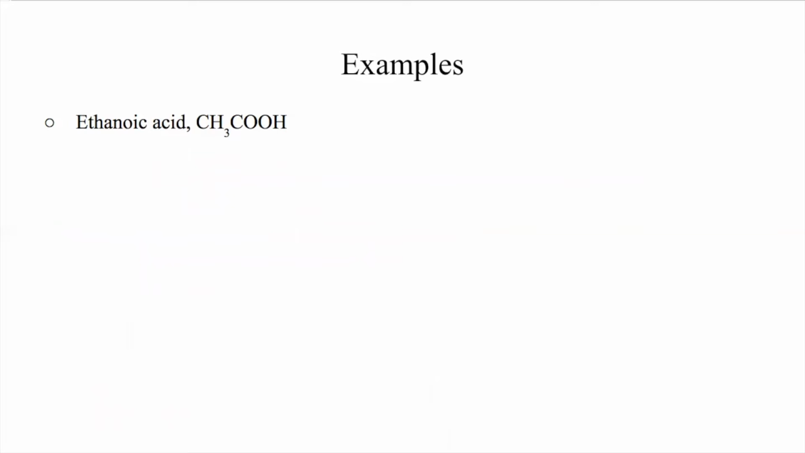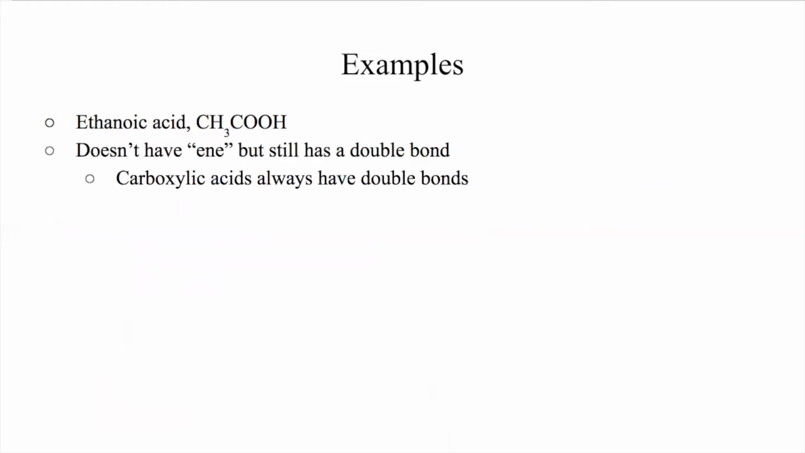CH3COOH. Though this doesn't have -ene, we can still tell it has a double bond for a few reasons. 1. Carboxylic acids, by their very definition, must have double bonds. We'll learn more about this when we discuss functional groups. 2. The molecular formula ends in COOH, which is a very big hint.